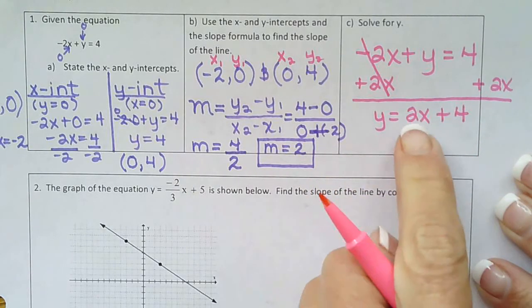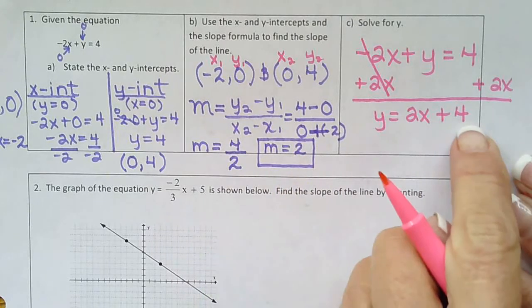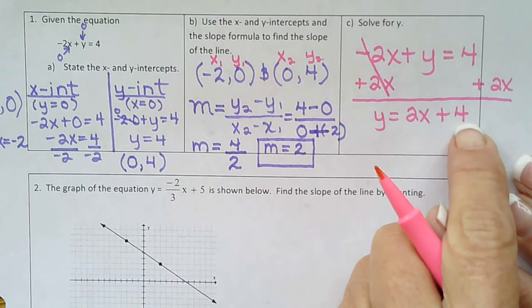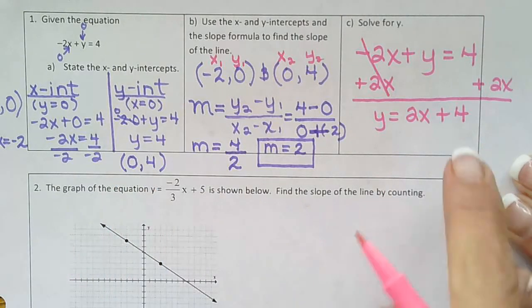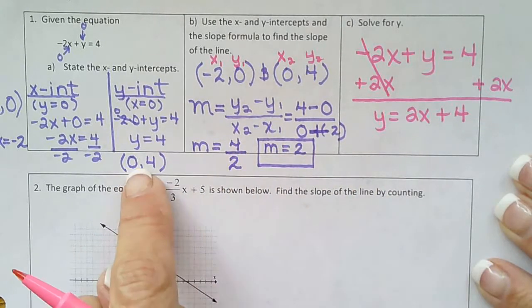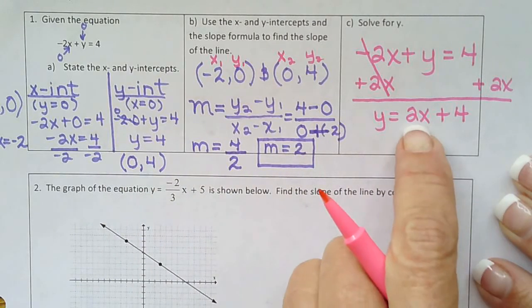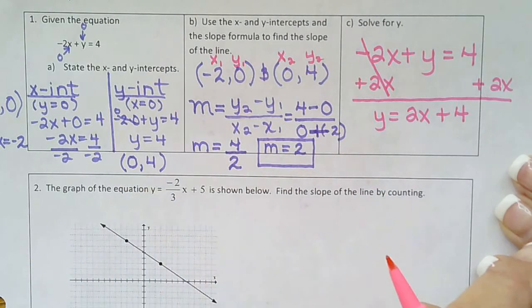So now we can easily see the slope is 2. Boom, that's what we said there. And the y-intercept, this is a y-intercept, is 0, 4. Boom, we just verified that. So isn't that cool? By solving for y, we can verify answers that were found differently, but they should always be the same. So this is a slope 2. The y-intercept always has x 0, so it's 0, 4. There it is.